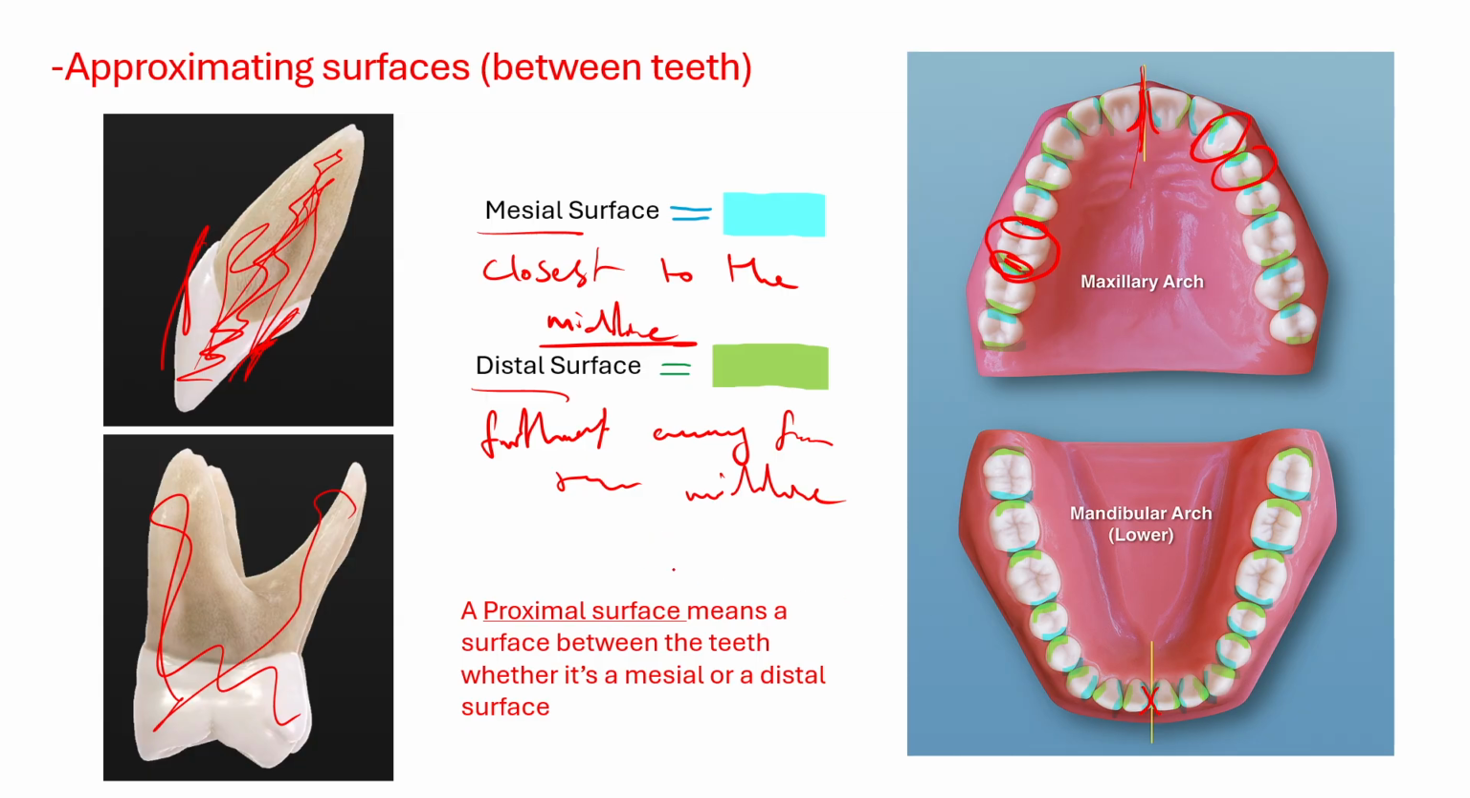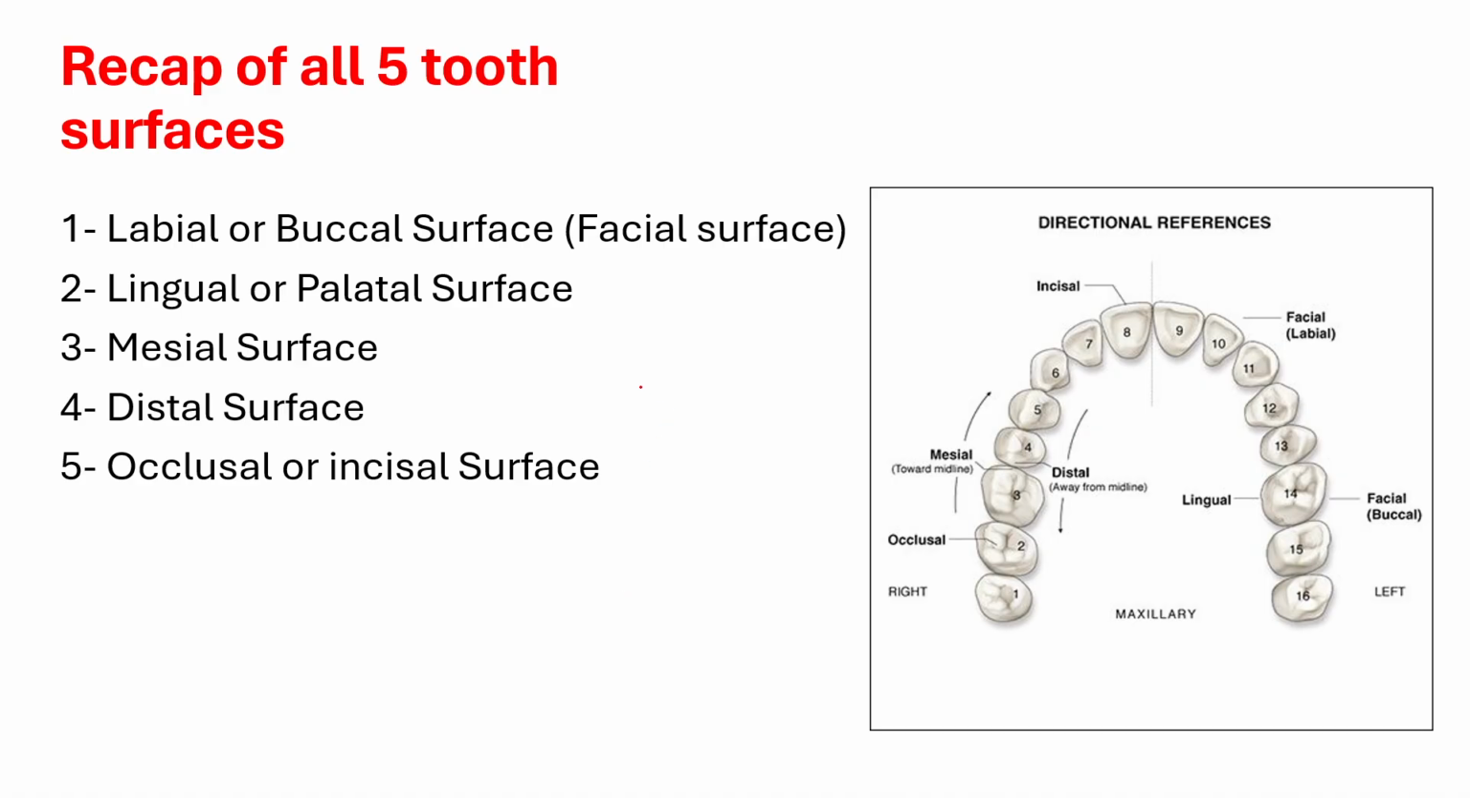Now, there's also something we call a proximal surface. A proximal surface just means a surface between the teeth. It doesn't really matter whether it's a mesial surface or a distal surface. It's just a generic term used to describe both mesial and distal, called a proximal surface. Now let's just recap all 5 tooth surfaces. Yes, there are 5 tooth surfaces.